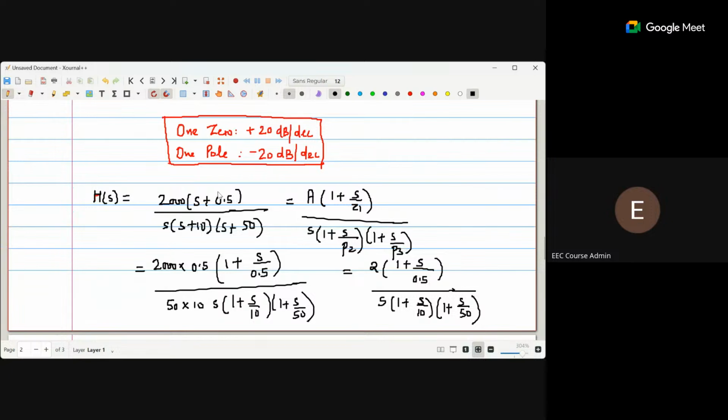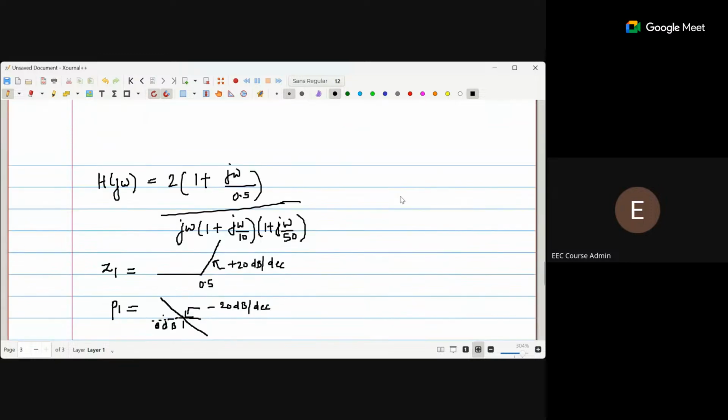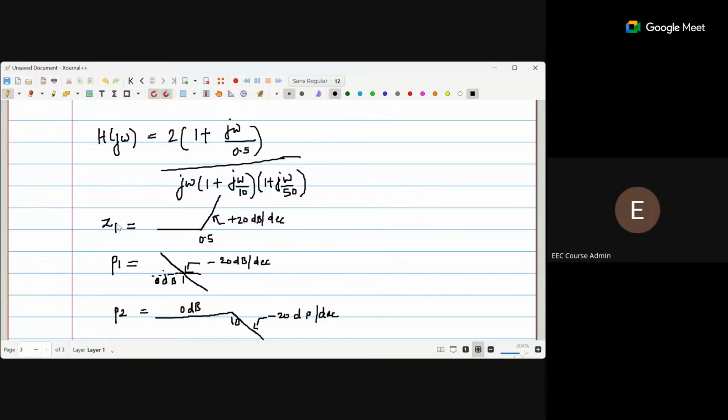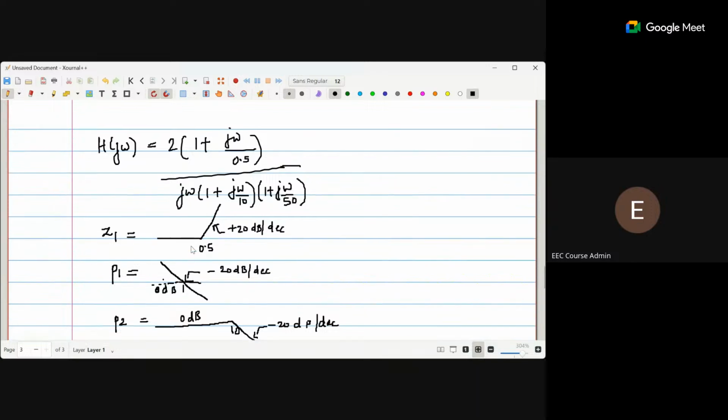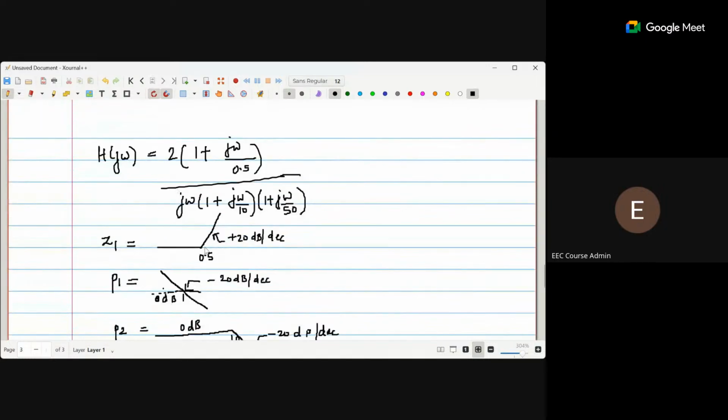So accordingly, in this standard form I have alternately written this transfer function like this, and simplifying I will get this expression: 2 into 1 plus s by 0.5 by s into 1 plus s by 10 into 1 plus s by 50. So first you have this term, the numerator. So 1 plus s by 0.5 gives you a zero. So that is referred to here as z1 equal to, so what is the value here? 0.5. So till 0.5 you will have 0 dB, and after that the slope is increasing at plus 20 dB per decade.